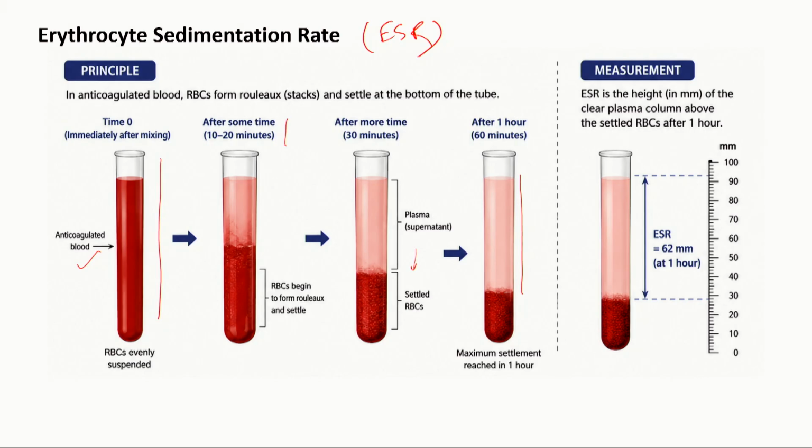So what ESR tells us is the height of the clear plasma. Essentially we can define the term plasma here. Plasma is the fluid that comes out from the blood sedimentation without any clot. So once we add the anticoagulant, what we get in fluid form is what we call plasma. That length is what we call erythrocyte sedimentation rate, and that's measured after a particular time frame. The extent of ESR is utilized to check the status of health in human beings.